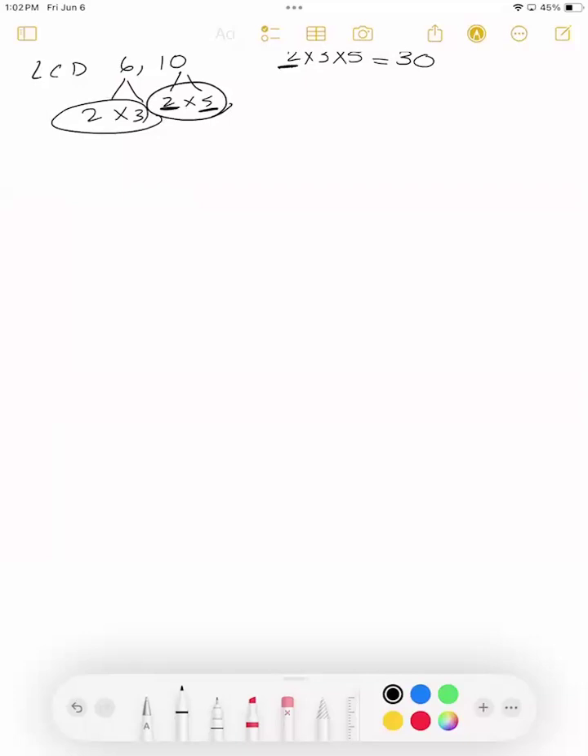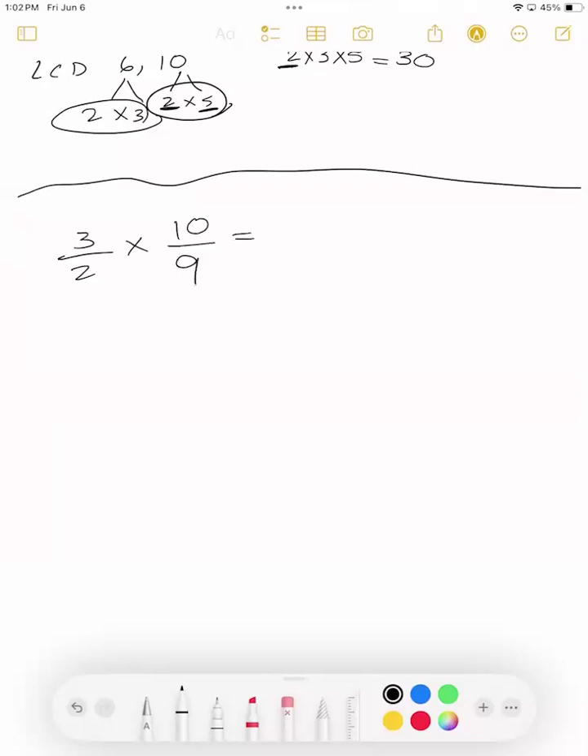We want to multiply two fractions. I have 3 over 2 times 10 over 9. I want to go over multiple methods of multiplying fractions. One method is very straightforward, always works. Top times top, bottom times bottom. 3 times 10 is 30, 2 times 9 is 18. But when you get to this point, you need to reduce it, because 30 is divisible by 2 and 18 is divisible by 2. And also 30 is divisible by 3, 18 is divisible by 3.